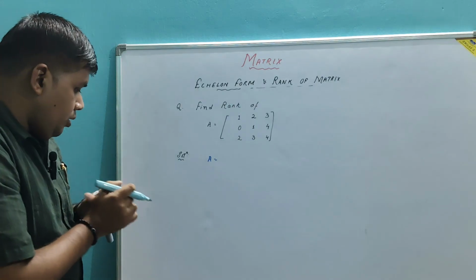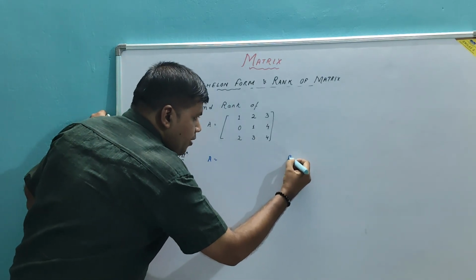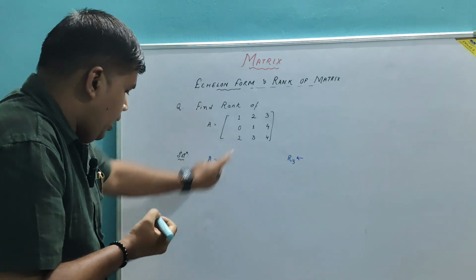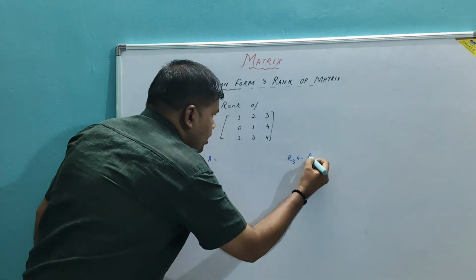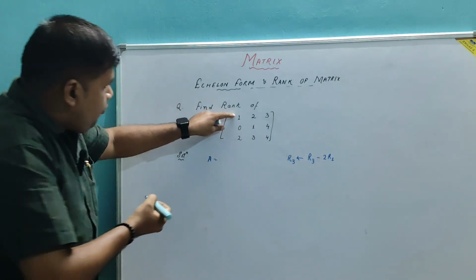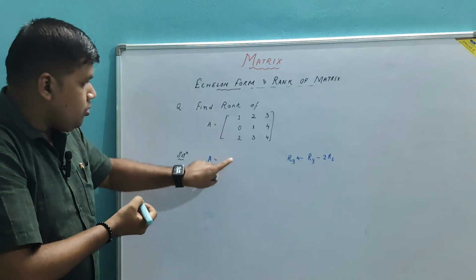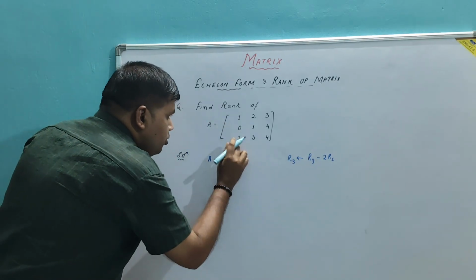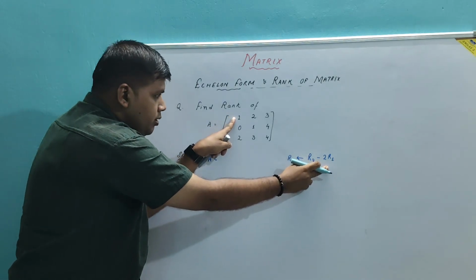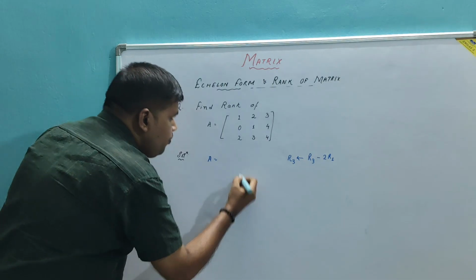So to make this 0, the operation that you can perform is on R3. R3 equals R3 minus 2 of R1, because if we multiply R1 by 2, then 2 minus 2 will become 0, so we can put 0 here. So R3 minus 2 into R1, that is 2 into R1. That means 2 minus 2 is 0.